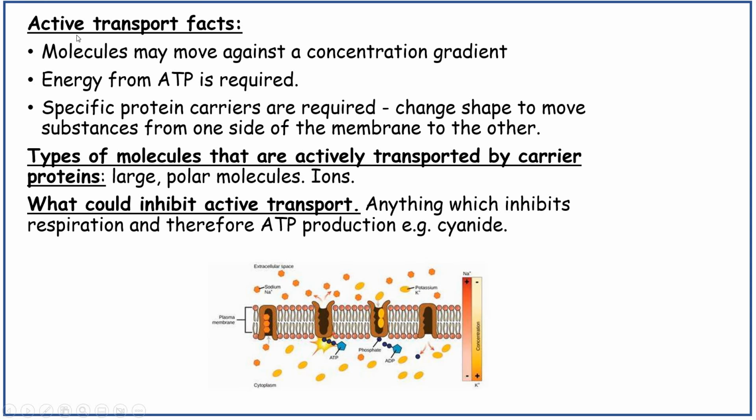Active transport facts: molecules move against a concentration gradient. Energy from ATP is required. Specific protein carriers are required to change shape to move substances from one side of the membrane to the other. Types of molecules that are actively transported by carrier proteins are large polar molecules and ions. Things that can inhibit active transport are anything which inhibits respiration and therefore ATP production, like cyanide, which is a respiratory inhibitor.